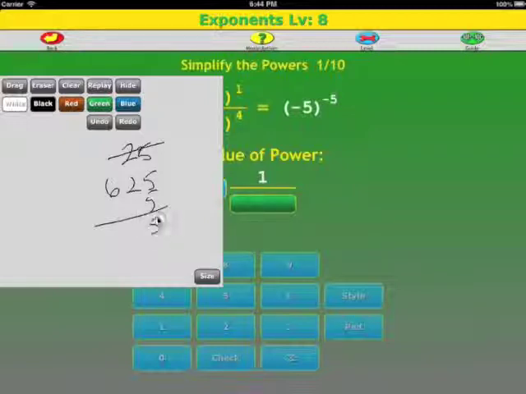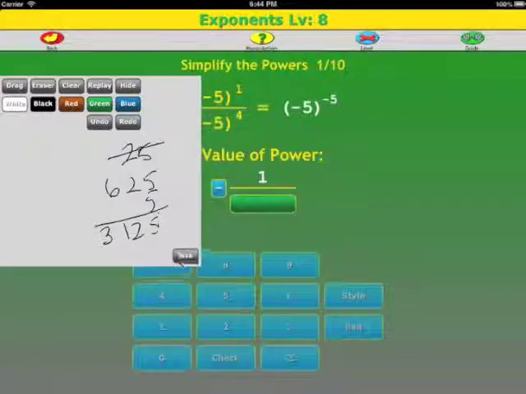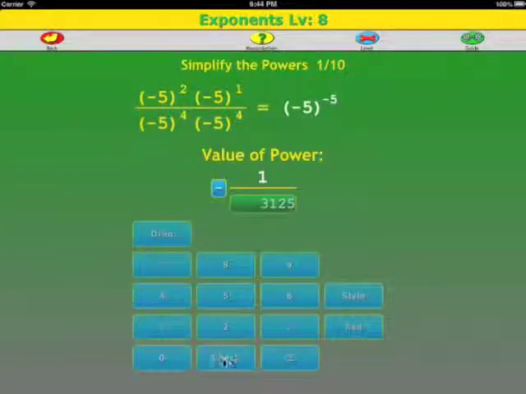5 times 5, 25. 2 times 5 is 10 plus 2, that's 12. Carry the 1. 6 times 5 is 30. We add the 1. So our answer is 3, 1, 2, 5. Check.